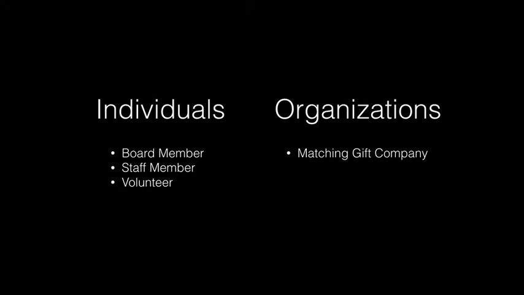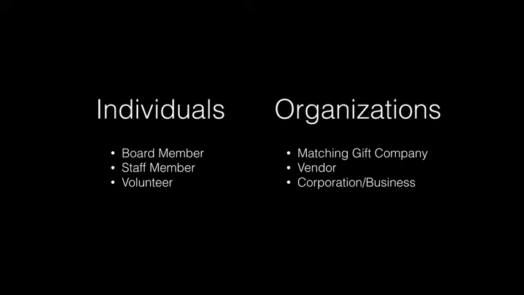Now, constituency codes can be tricky because both individuals and organizations could have multiple codes. For instance, an individual could be a board member, a staff member, a volunteer, an individual, etc. An organization, like individuals, also has multiple ways that you can tag it with a constituency code. Maybe it's a matching gift company, a vendor, a corporation or a business, nonprofit.